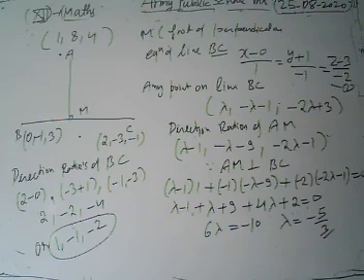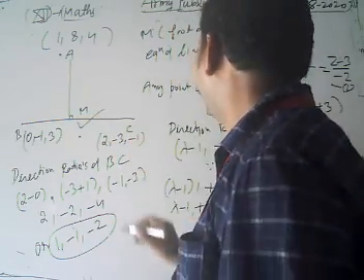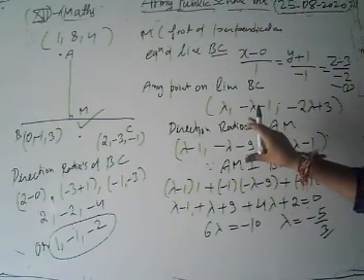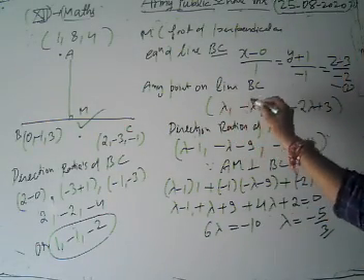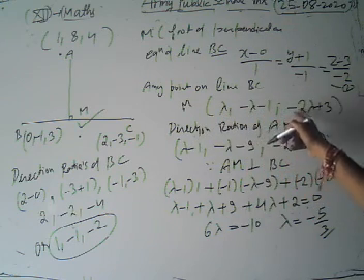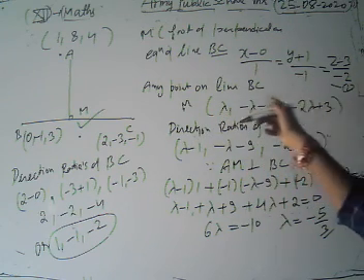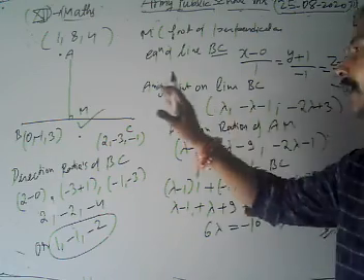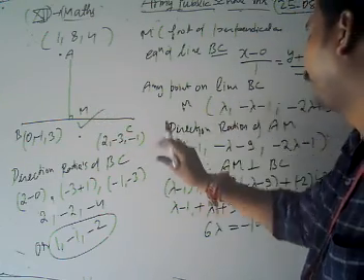Now look, what do we have to find out? We have to find out the coordinate of M. Then what is our coordinate of M? Any point on the line. This is our coordinate of M: lambda minus 1, minus 2 lambda plus 3. Putting these values here, we get the coordinate of the foot of our perpendicular.